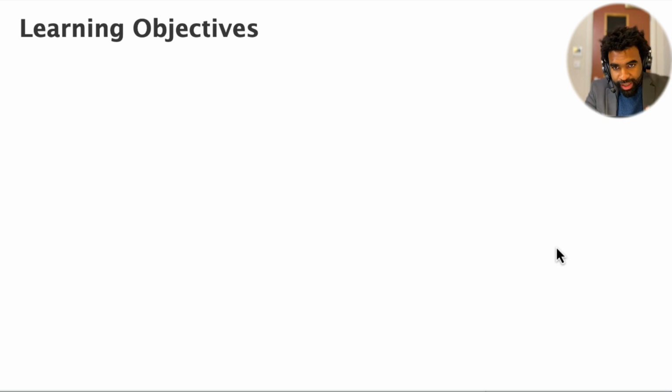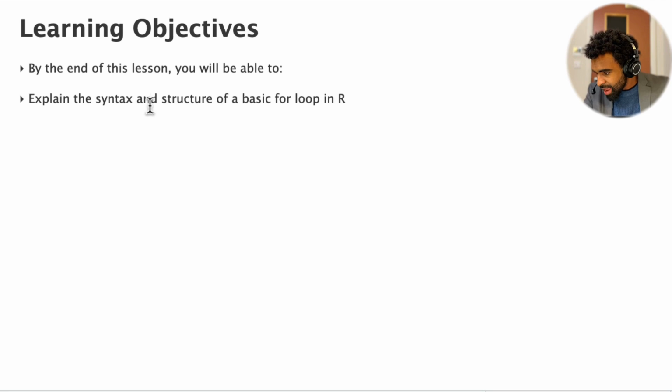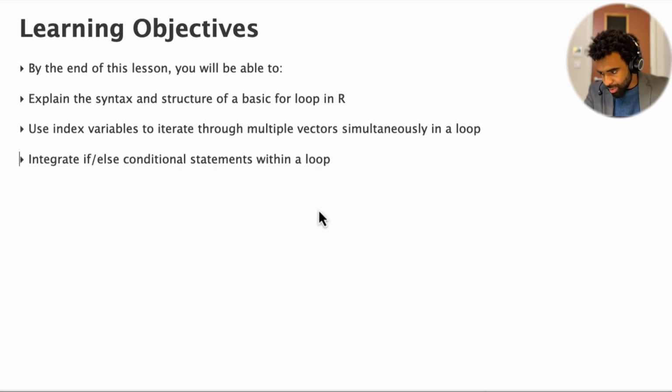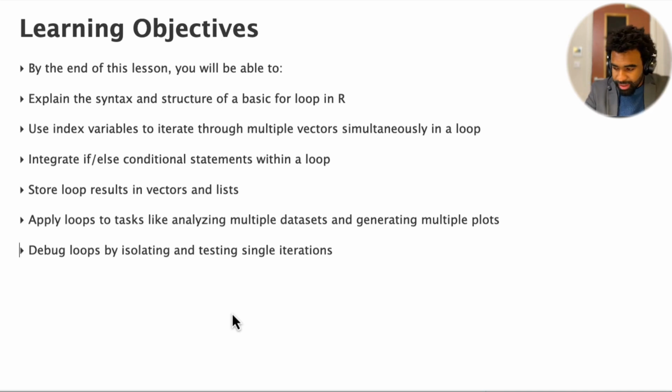So congratulations on getting to the end of this admittedly very long lesson. Here's our list of learning objectives. See if you feel like you've mastered each of these. So the hope is that by the end of this lesson, you now are able to explain the syntax and structure of a basic for loop in R, use index variables to iterate through multiple vectors simultaneously within a loop, integrate if-else conditional statements within your loops, store loop results in vectors and as well in lists, apply loops to actual real-world tasks like analyzing multiple datasets and generating multiple plots, and finally, that you can also debug your loops by isolating and testing single iterations.